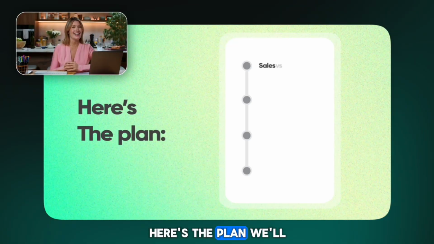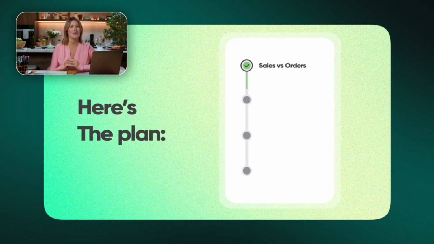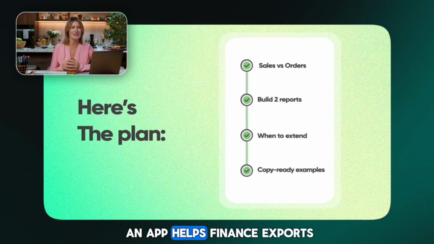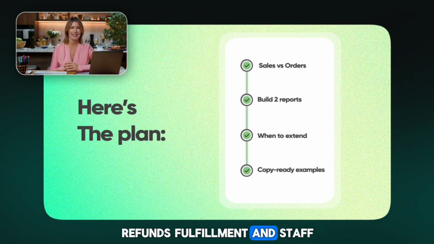Here's the plan. We'll separate sales versus orders. Build 2 must-have reports in Shopify. Then cover scenarios where an app helps: finance exports, refunds, fulfillment, and staff.